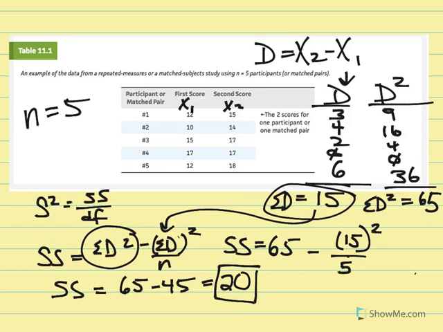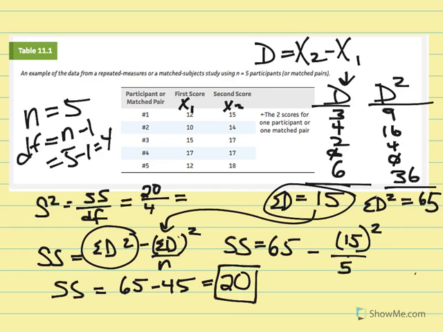That value would then be used to compute our variance. So here's our equation for our variance. SS, which we just calculated, is equal to 20. Degrees of freedom, again, is similar to Chapter 9. We're just working with one group of individuals, so degrees of freedom is equal to n minus 1, which is 5 minus 1, and we get 4. So 20 divided by 4 gives us 5. And thus we have now computed the variance of our D distribution, of our D scores, and we could use that to then calculate our estimated standard error of the mean difference.